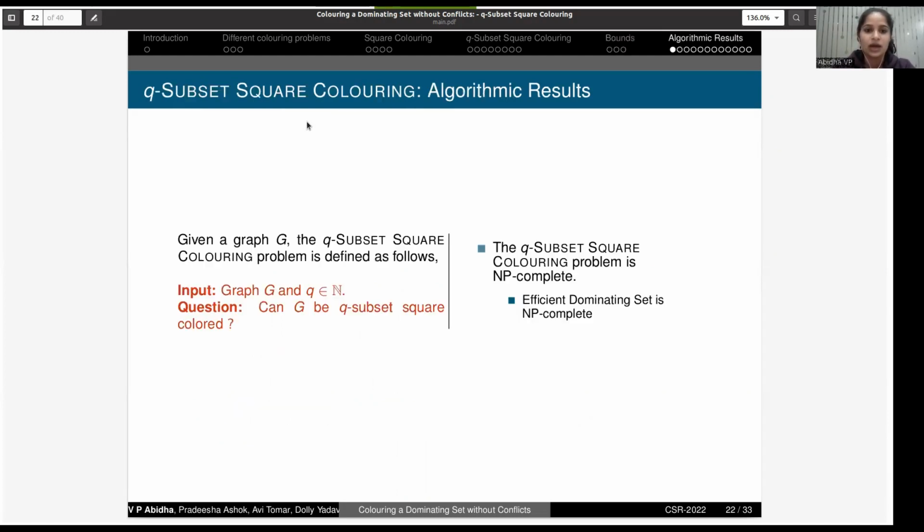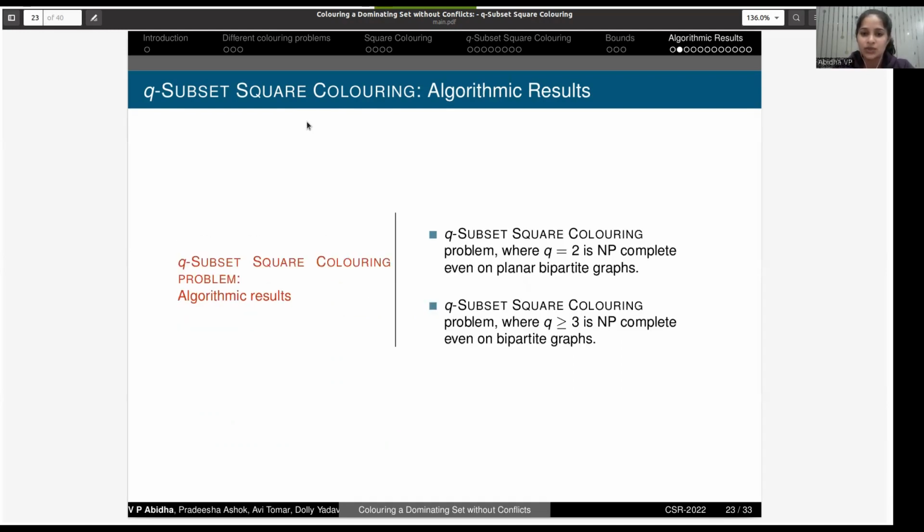When it comes to the algorithmic question, the question is: can G be Q subset square colored? We already said that efficient dominating set is NP complete, so Q subset square coloring is also NP complete. Now, these are the NP completeness results which we have. The Q subset square coloring problem when Q equals 2 is NP complete even on planar bipartite graphs. And the problem when Q is greater than or equal to 3 is NP complete even on bipartite graphs.